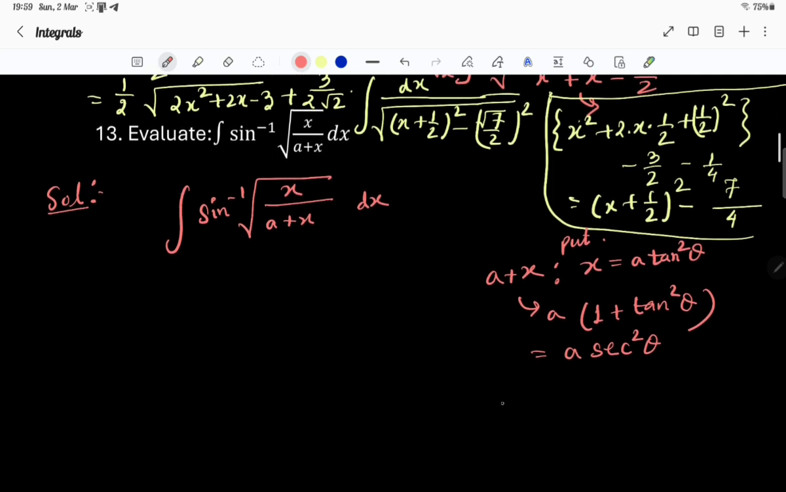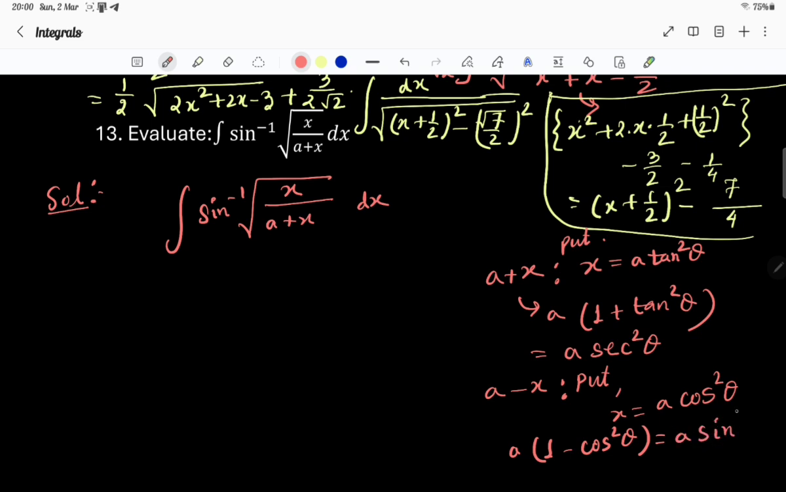Understood? Now let us suppose a minus x is there. In that case, what will we put? Either x equals a cos square theta or a sin square theta. Suppose I put a cos square theta, what will come? Let me check. It will come a, you can take common 1 minus cos square theta. Directly you can simplify it into one trigonometric term, it is a sin square theta.